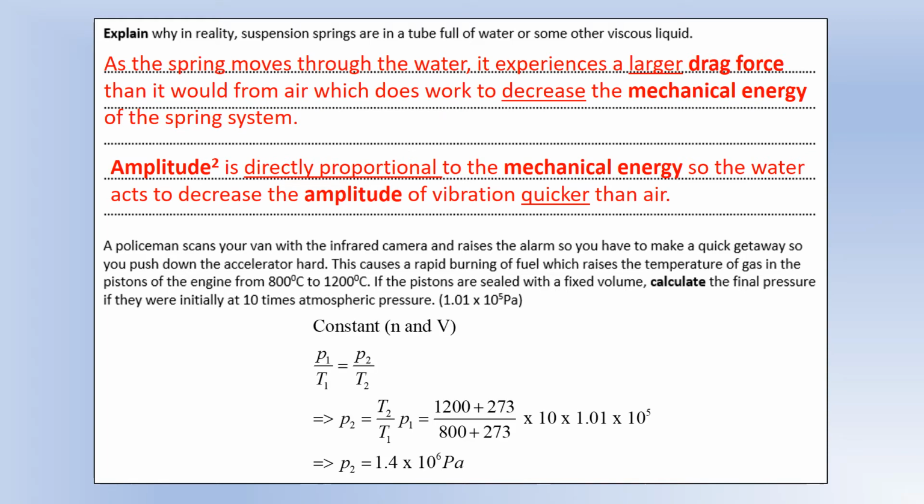Okay, so it's sealed, so that means the number of moles is fixed and the volume is fixed, we can use this expression here, also known as the pressure law. And then we want the final pressure, so we want to make P2 the subject, and we need to convert the temperatures into Kelvin, put the pressure in pascals, so 10 times 1.01 times 10 to the 5, and that gives us a final pressure of 1.4 times 10 to the 6 pascals.